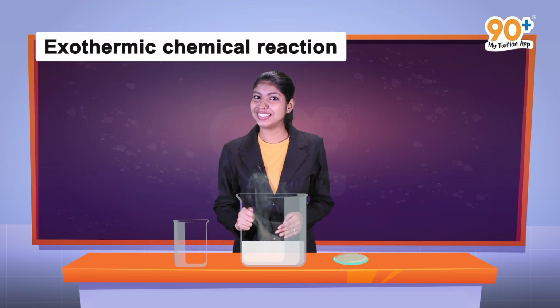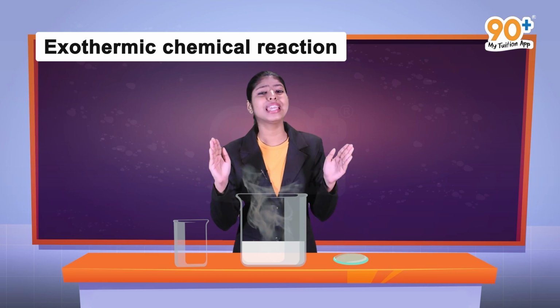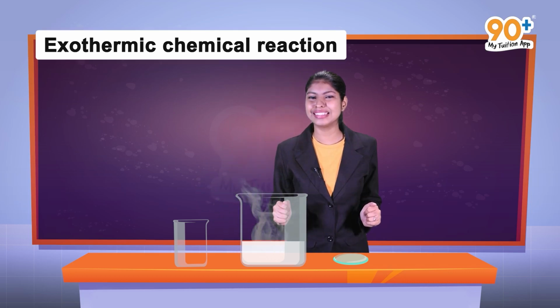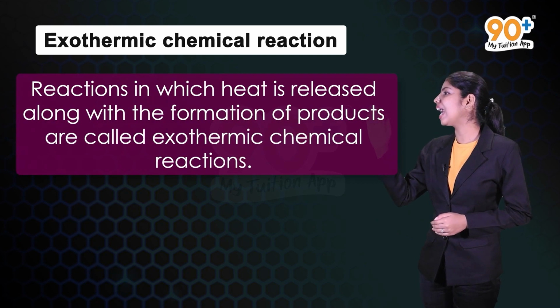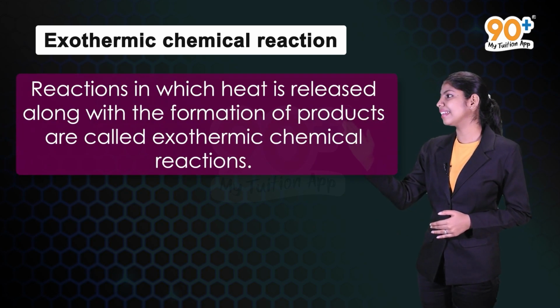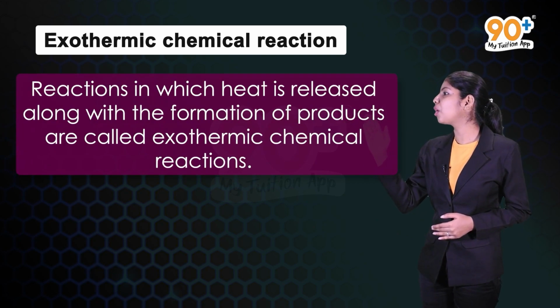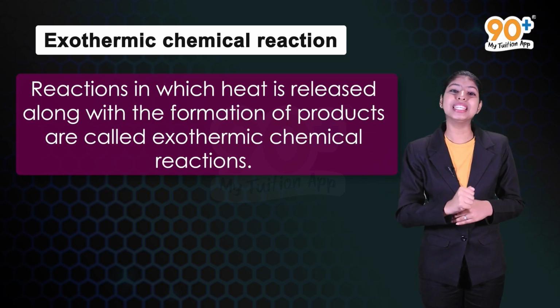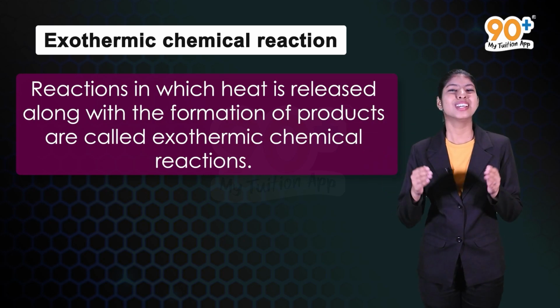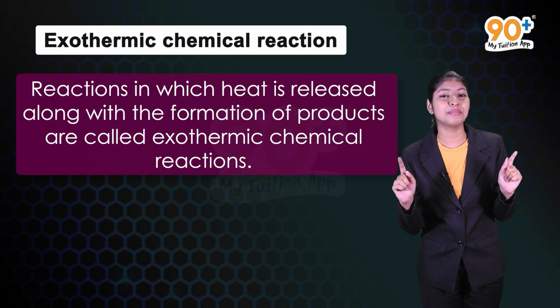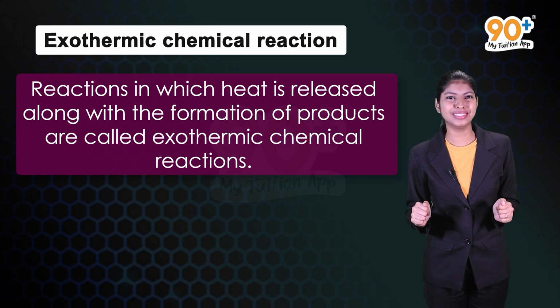During the preparation of slaked lime, we have seen that a large amount of heat was evolved, right? Such chemical reactions are called exothermic chemical reactions. So you tell me, what do you mean by exothermic chemical reactions? We can say that the reactions in which heat is released along with the formation of products are called exothermic chemical reactions. So, can you give me one example of an exothermic chemical reaction?